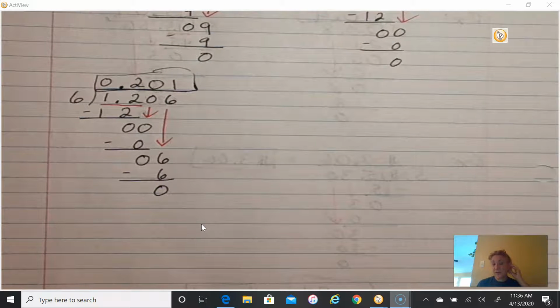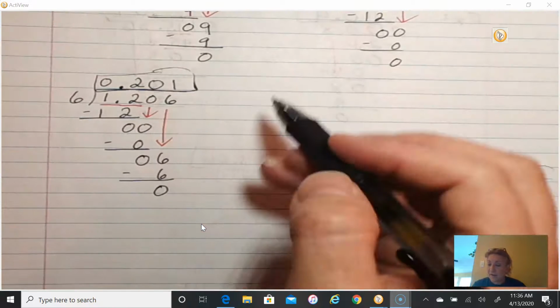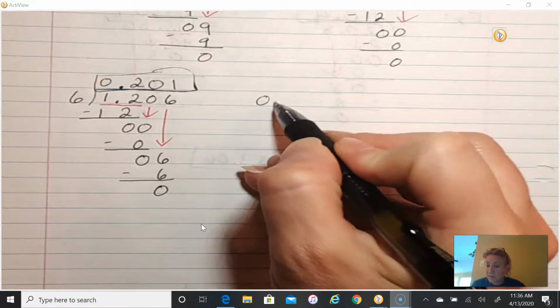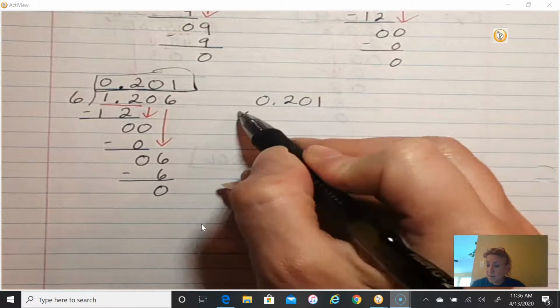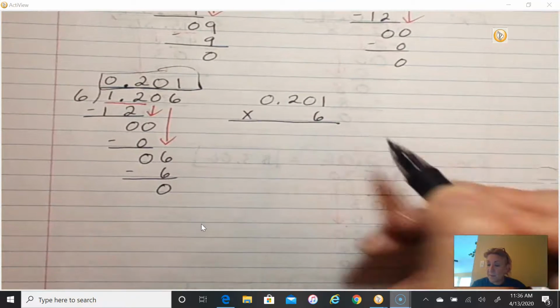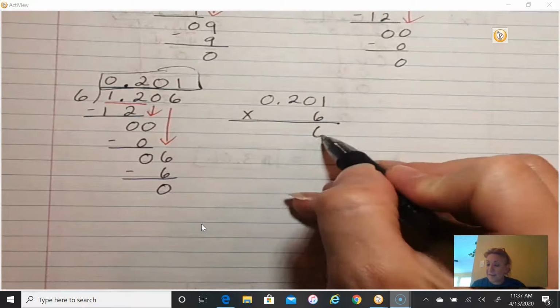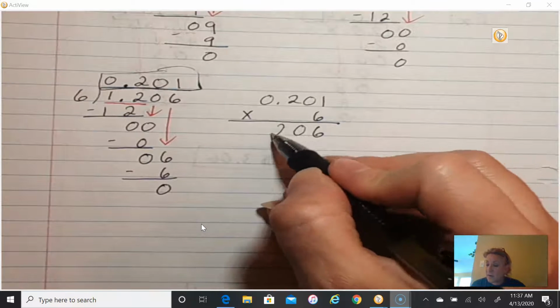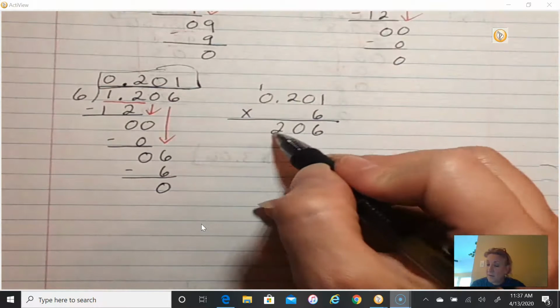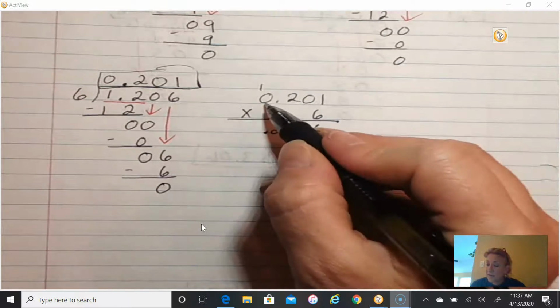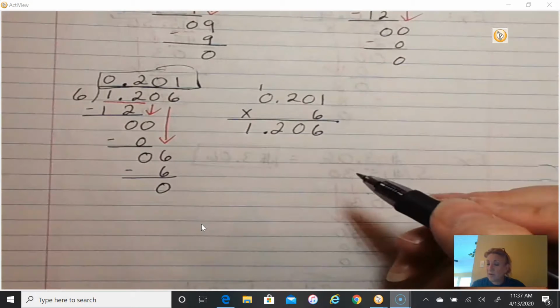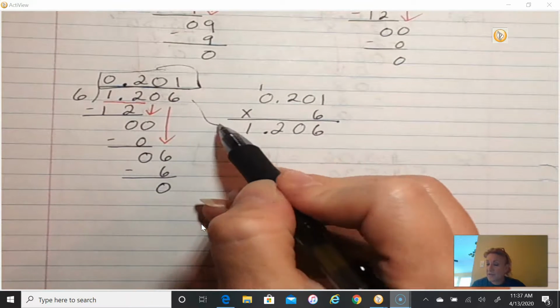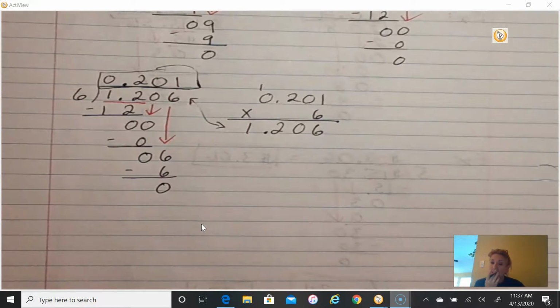Okay, now if you want to go back and check, all you do is take your answer and multiply it by 6. And we get 6, 0, 12.1. And it checks. So that's how you check it if you want to make sure you're getting it right.